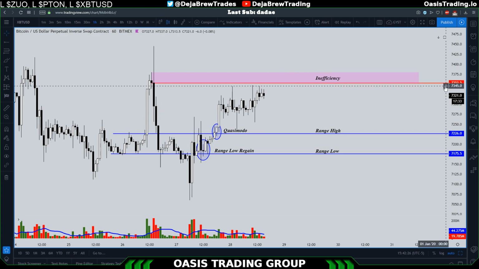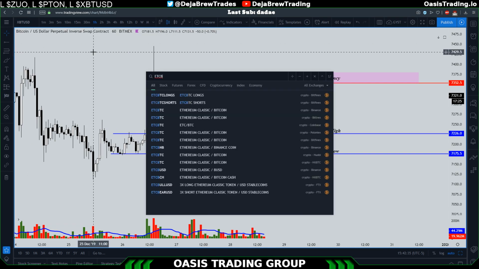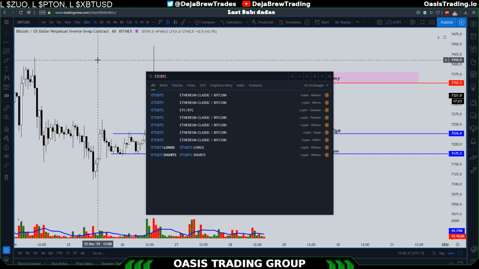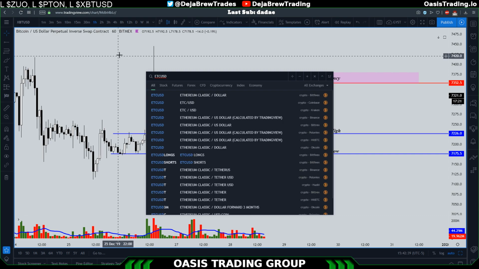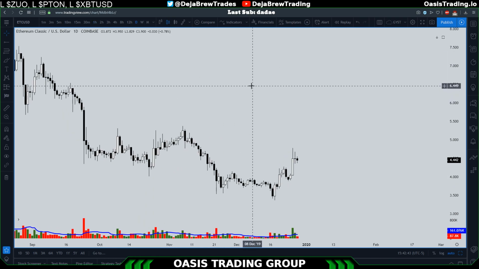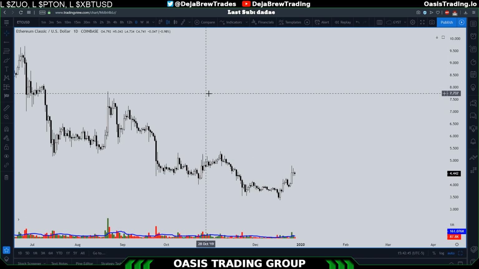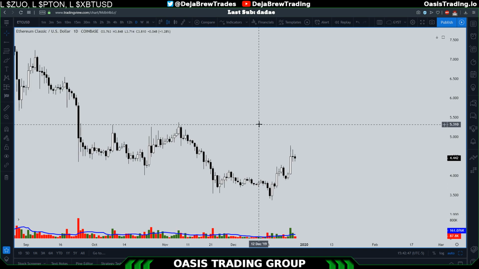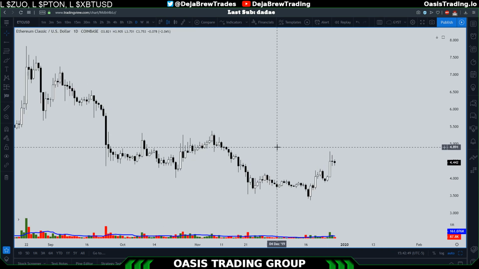Can you look at ETC USD? It looks like we broke the falling wedge first among other currencies. Let's take a look. ETC BTC. Oh, sorry, ETC USD. Yeah, it looks pretty solid.